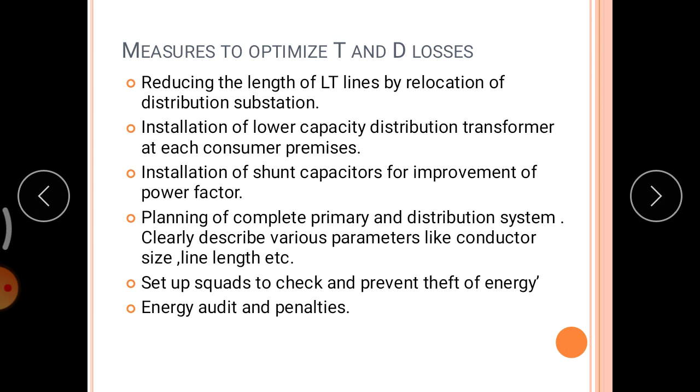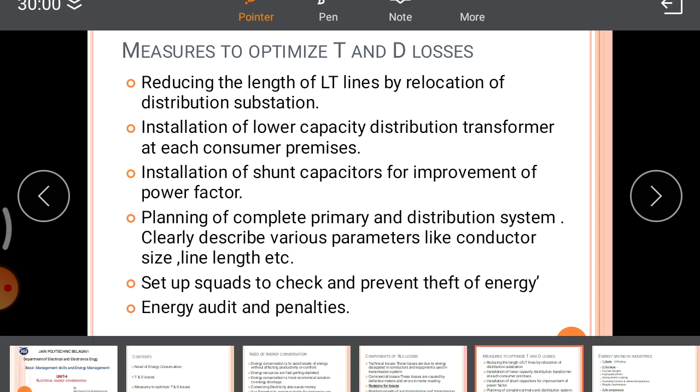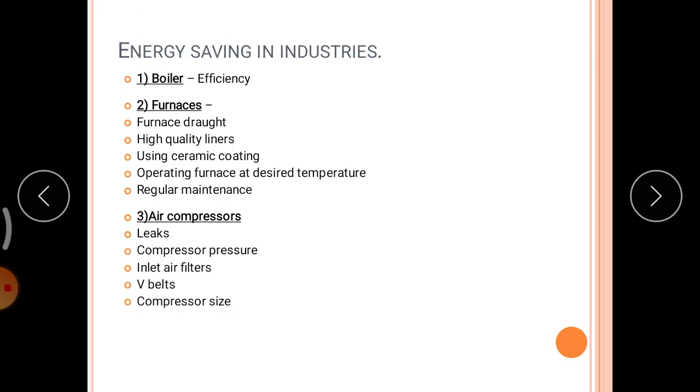Inspection is there, that time you have to see, and you have to penalize such people who are making the mistake, who are doing the theft of power. For such people we have to put penalties, and only then can we control the theft of energy. So these are the measures to optimize, that is, to minimize the transmission and distribution losses. In the same way, we'll see some energy saving in industry.